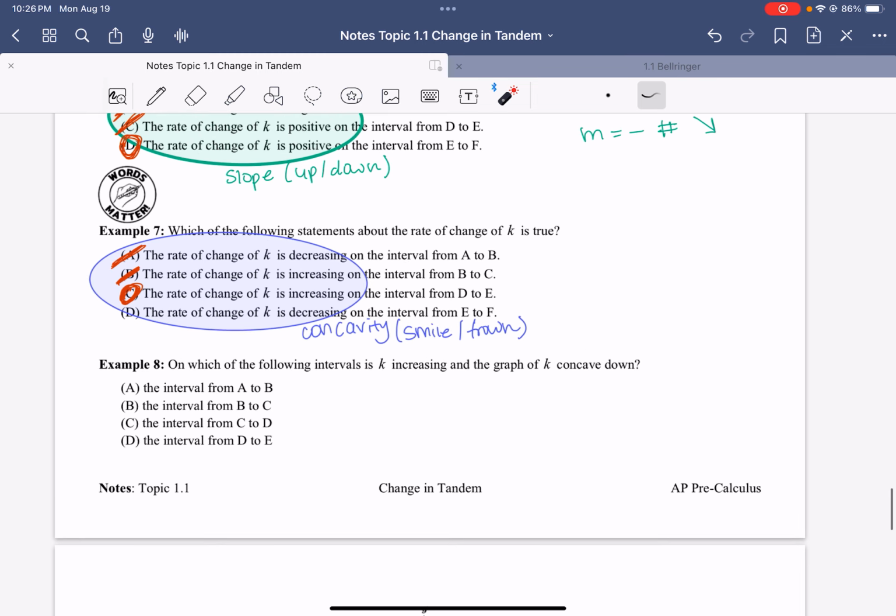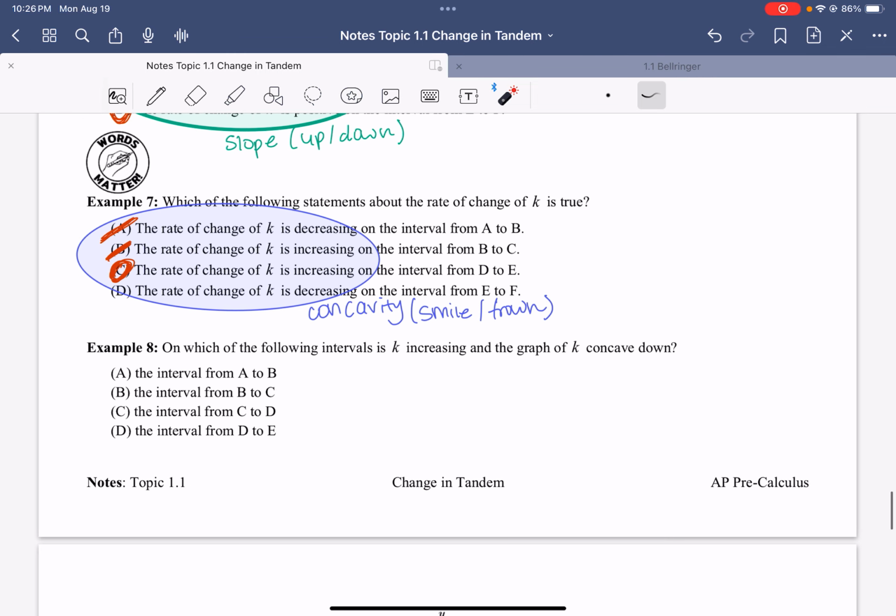Okay. Here we have example 8. On which of the following intervals is K increasing and the graph of K concave down? So K is increasing means that your slope is going up. And when it says that the graph of K is concave down, you should be looking for a frown.